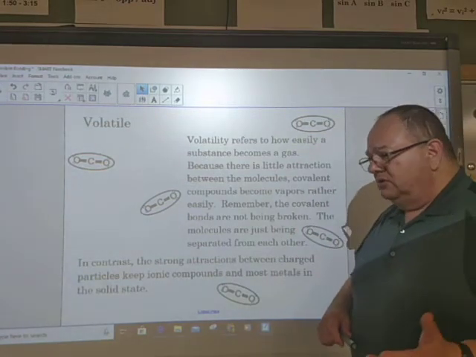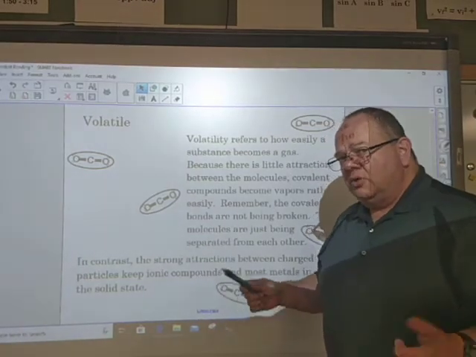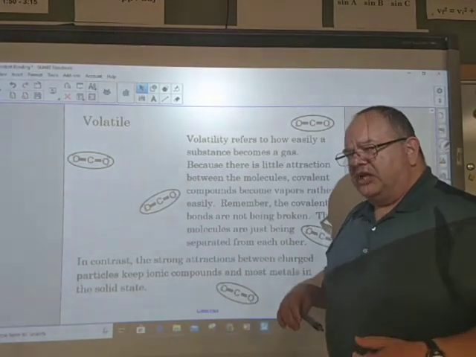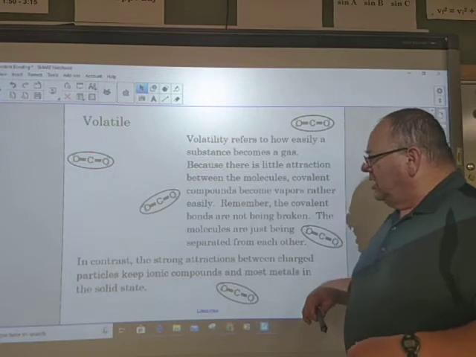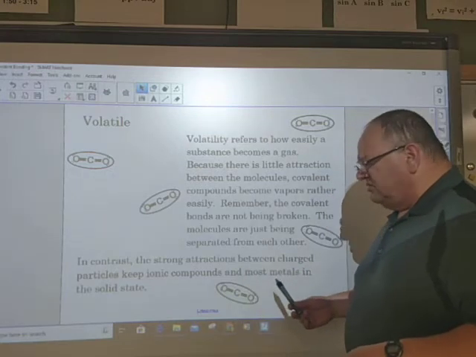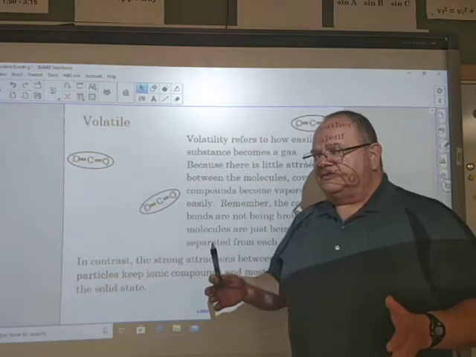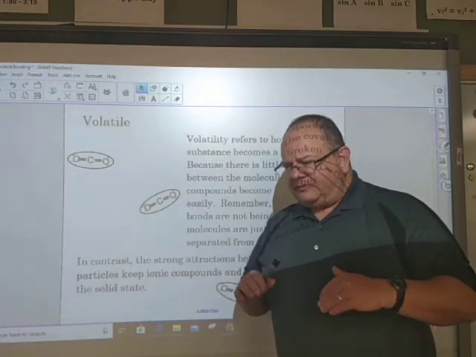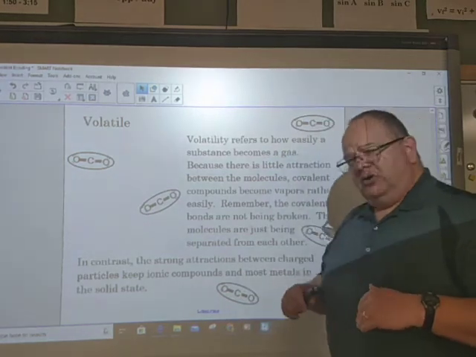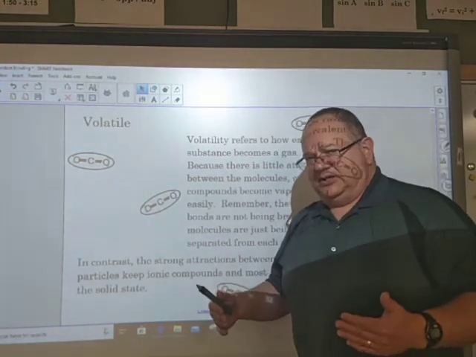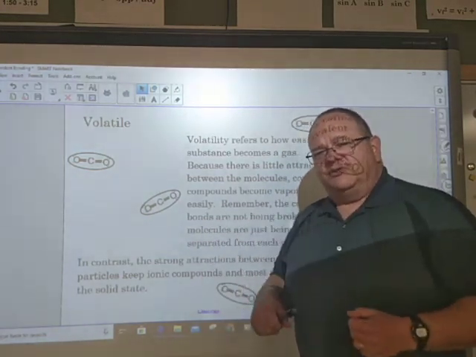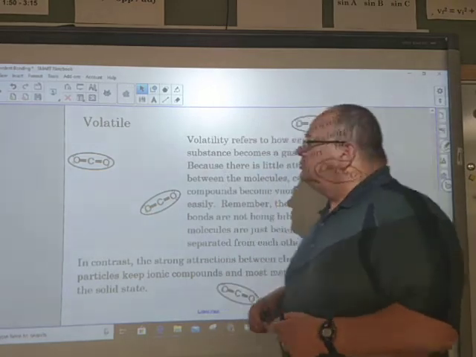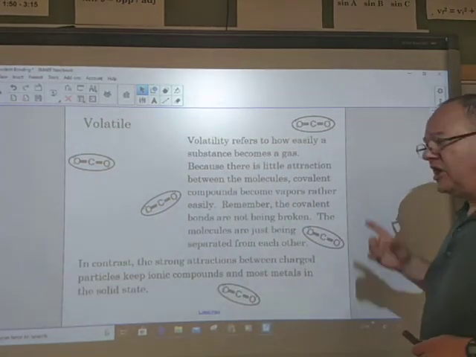Ionic compounds are solids, high melting points. They don't want to become a gas at all. Metals, most metals have relatively high melting points. There's a few that are a little bit lower and become liquids, but I don't know of any metals that become gases easily. There's too much attraction for each other and they hold together. But covalent compounds can become gases.